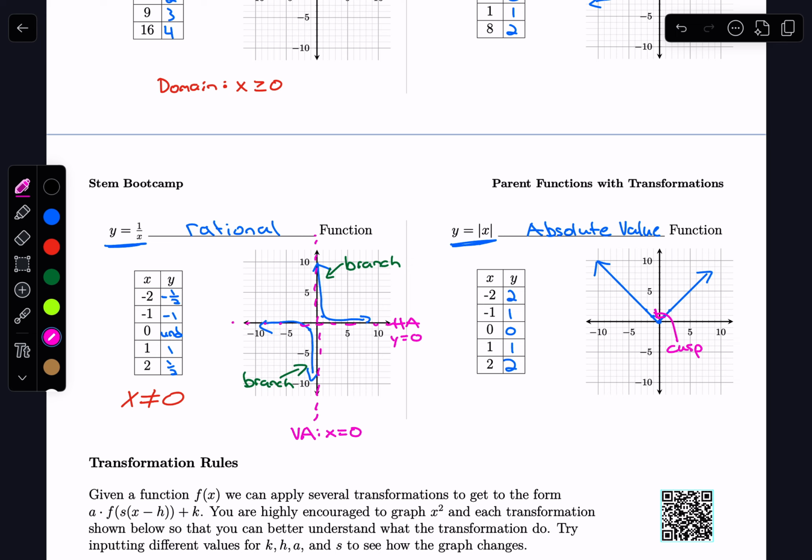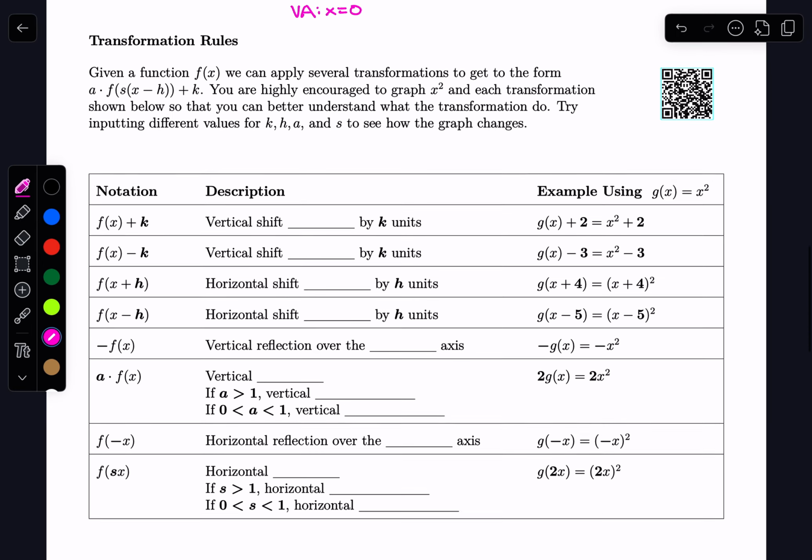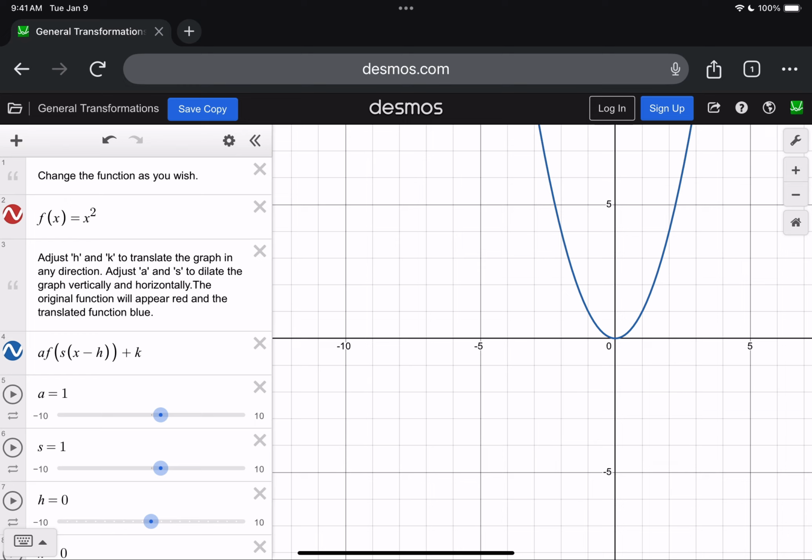All right, so now those are all the parent functions. Now we need to talk about transformations. And there's quite a few rules that go along with this to help you guys understand and be able to play around with all these things we're about to go over. If you scan that QR code, what it's going to take you to is this Desmos page. And you can make a copy of this Desmos page if you wish, or you can just use it as is and rescan the QR code every time.